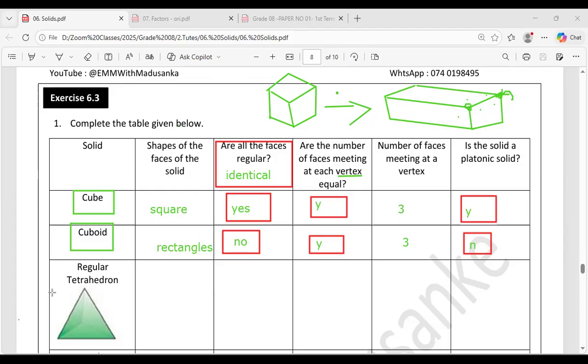Okay, boys and girls, we are going to end this solids lesson here.